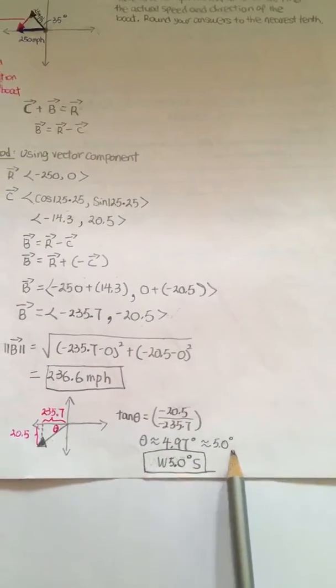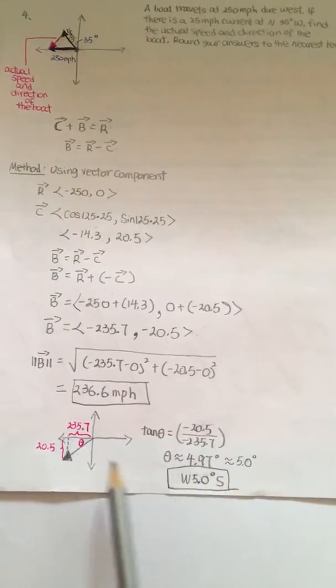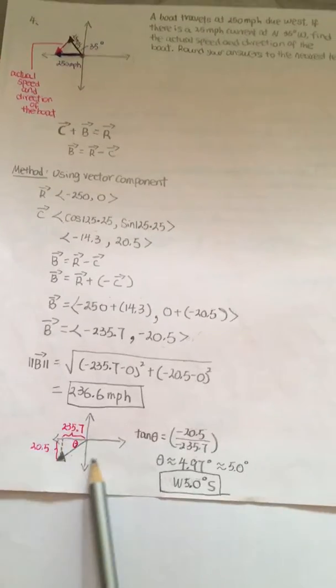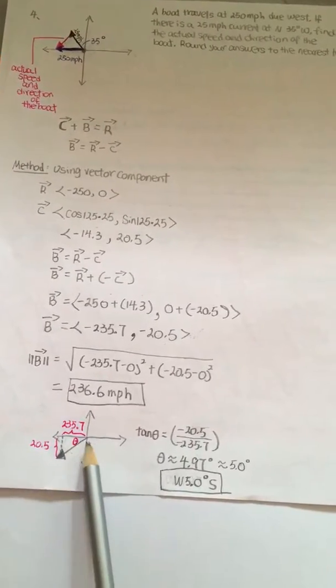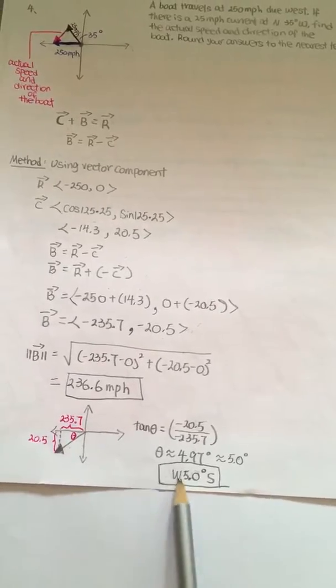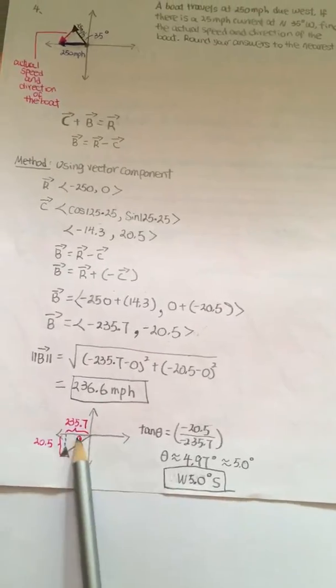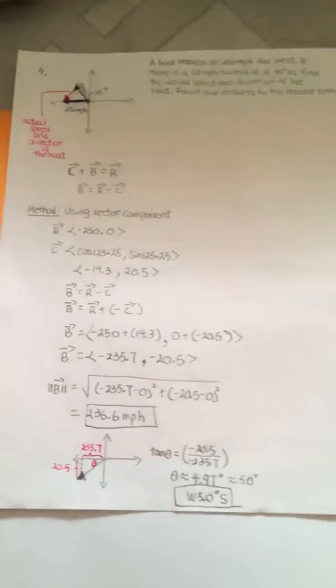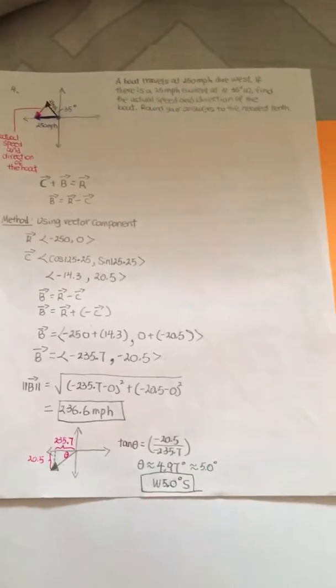And then to find the direction is pretty simple too, because since I already have this diagram, you know that this is west and then this is south. So it's just going to be west 5 degrees and then south. So this is question number 4.